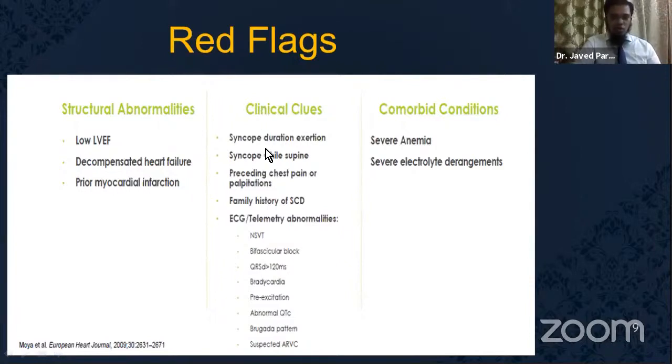Then if you have a syncope during exertion, it should be given the utmost importance. It is usually seen in outflow tract obstructions, or can be seen in CPVT or some forms of LQT as well. Syncope while supine: most cases of reflex syncope are seen in the standing position, so if you have syncope in the supine position, you should give it much more importance. Also, if there is a history of sudden cardiac death, ECG abnormalities, anemia, or electrolyte derangement. Adding to that, if there is a history of fall or significant trauma to the patient in any of these episodes, it should be considered a red flag sign.